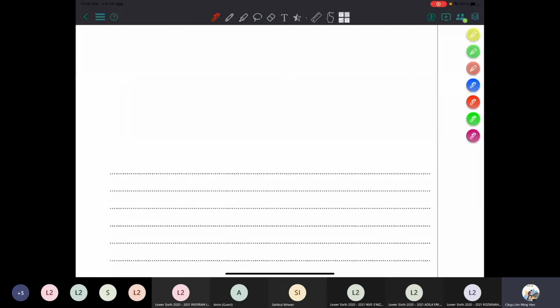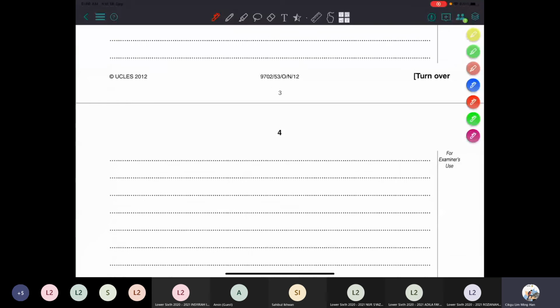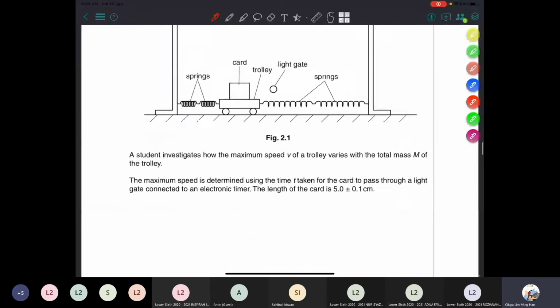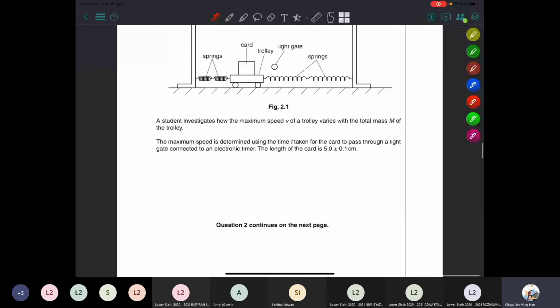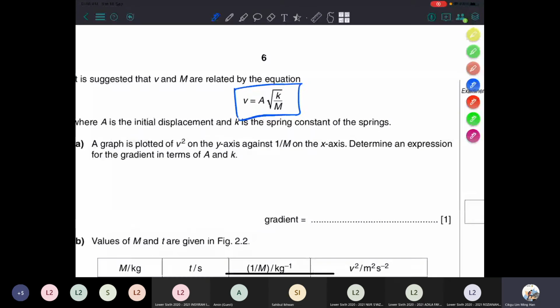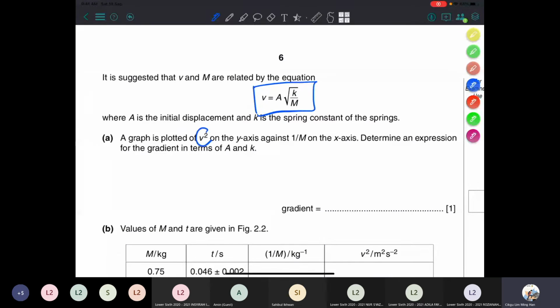I think we better not try this one because it's not the same as the current syllabus. But let's try question number 2, the last one for today. Normally there is a formula they will give you. What you need to do first is make v square the subject. So you slowly move it first. v over a equals the square root of k over m, and then v square over a square equals k over m.